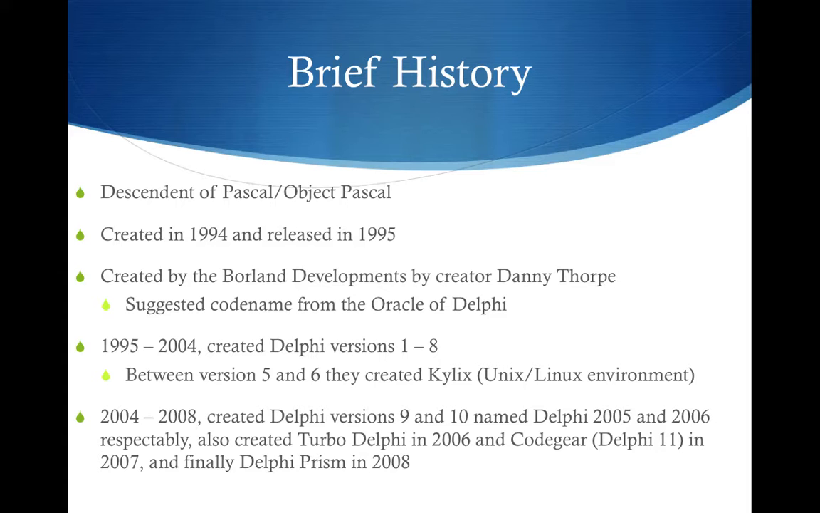Between 1995 and 2004 is when they created Delphi's versions 1 through 8. And between 5 and 6 in 2001, Borland released Helix, a Linux/Unix version of their own. The IDE was dependent on Wine libraries rather than Linux's native system libraries, and they did this to get the product out quickly and relatively cheaply. Helix also used a new CLX cross-platform framework instead of Delphi's original VCL.